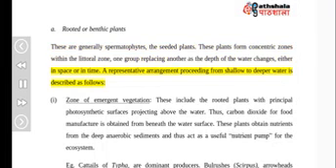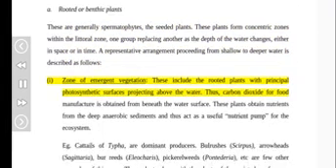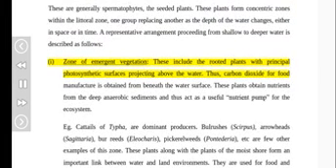A representative arrangement proceeding from shallow to deeper water is described as follows. I. Zone of emergent vegetation. These include the rooted plants with principal photosynthetic surfaces projecting above the water.